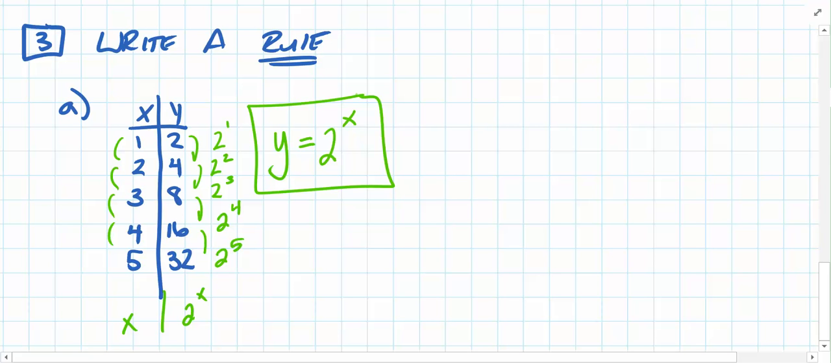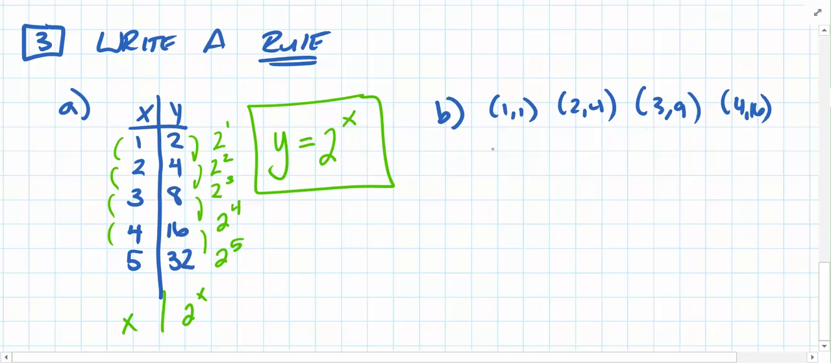Let's do another example. I'll call it part B over here. I'll give you a table. Actually, I'm going to give you a set of points. I'm going to give you 1, 1. 2, 4. 3, 9. 4, 16. And 5, 25. And I want you to do the exact same thing. But now I've given you points. Does this change anything for us?